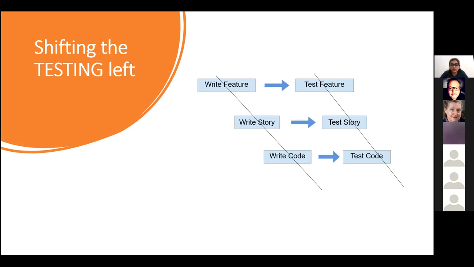I will go first with the features. Sorry, writing the feature involves writing the tests of these features first. So this builds up a mindset of always thinking about testing while we are doing requirement analysis. Writing a story should involve writing the testing of this story at this point of time. And writing code also involves that while a developer is writing the code, he has to think about the test cases that should address this code.